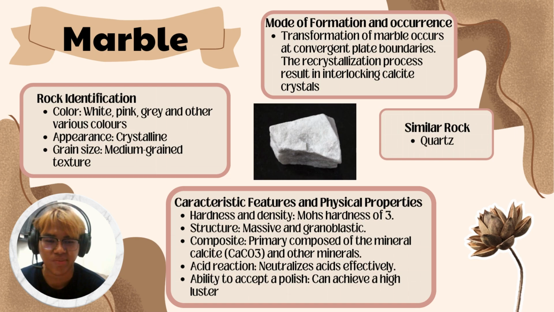The transformation of limestone into marble occurs at convergent plate boundaries or through contact metamorphism, when hot magma meets adjacent limestone or dolostone. The recrystallization process results in interlocked calcite crystals, obscuring the original fossils and sedimentary structures of the limestone. A similar rock to marble is quartzite.